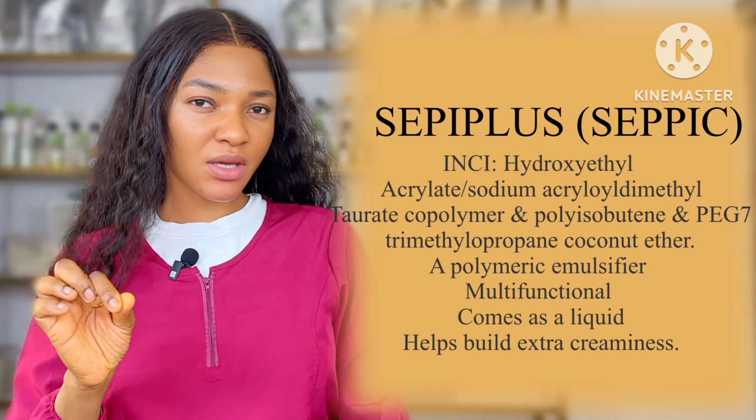The next emulsifier that I have here is Sepi Plus emulsifier, which is made by Sepic. Now, this emulsifier is a polymeric emulsifier. It is a multifunctional ingredient. It comes in a liquid form and it helps to build extra creaminess in your product. So if you're looking for that creamy effect, you can definitely combine this with other compatible emulsifiers to create a nice stable emulsion.